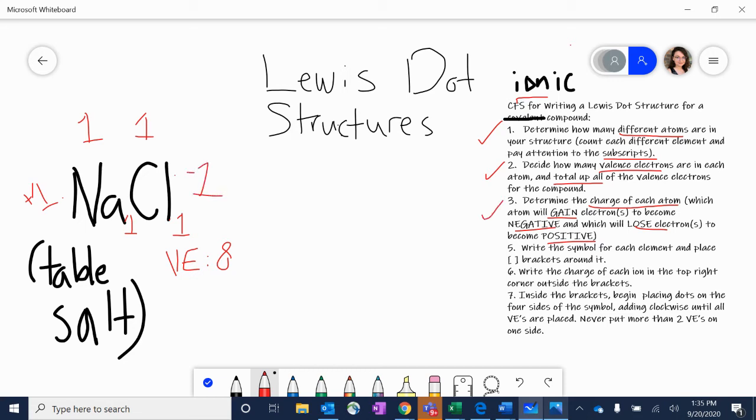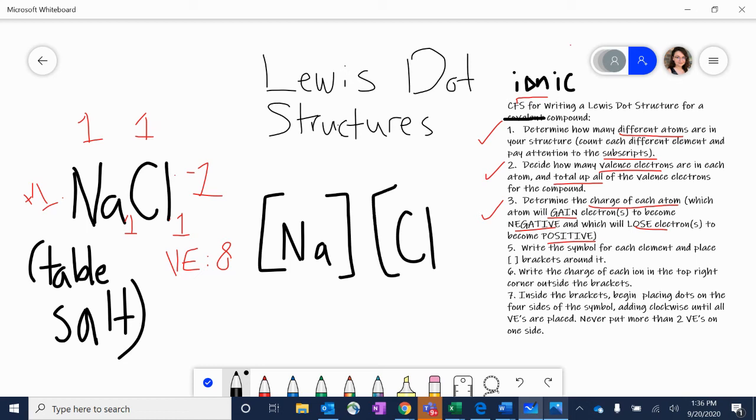All right, now let's actually start drawing our symbol. So we're going to write the symbol for each element and place brackets around it. So here's my sodium, bracket, bracket. Here's my chlorine, bracket, bracket. All right, check that off. Then we're going to write the charge of each ion in the top right corner outside the brackets. Well, I already found those. So +1, -1. Done. We're almost there.